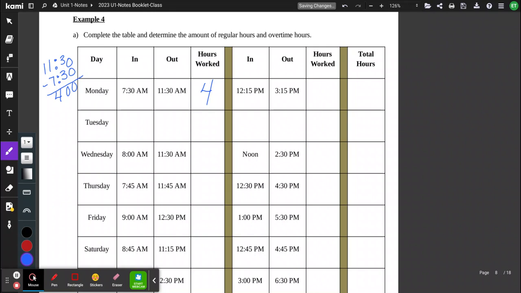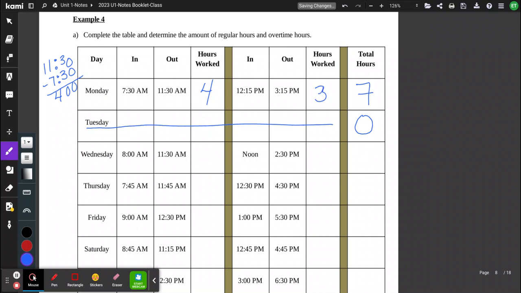What you see here on Tuesday, you didn't work at all. So 0 hours for Tuesday. Now, if you look at the afternoon, we're going to be going from 12:15 to 3:15. So we can count on our fingers if we want, because they're exact time spots. So 12 to 1, 1 to 2, 2 to 3. So that's 3 hours. We add those together, we get a total of 7 hours.